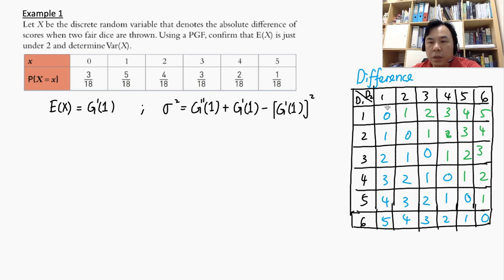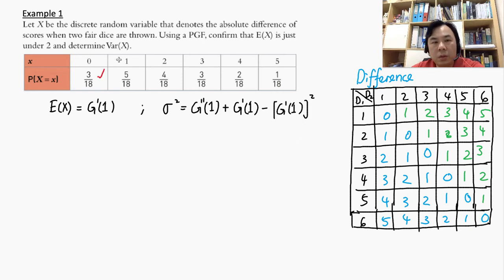And then each probability is 1 over 36. So there are 6 of them. Therefore, the chance of getting a difference of 0 is 6 over 36, which is 1 over 6, the same as 3 over 18 here. Right? So I hope that is clear at this point. That's how we obtain the 3 over 18.